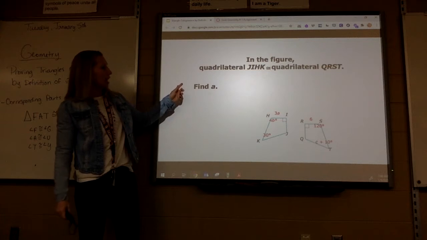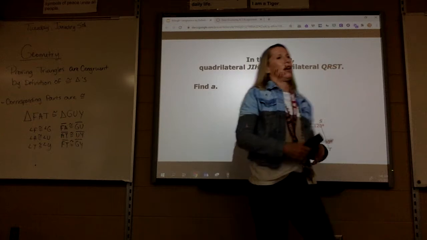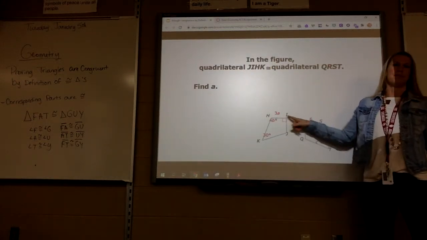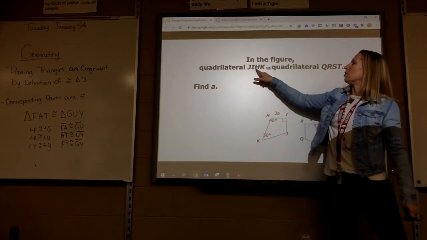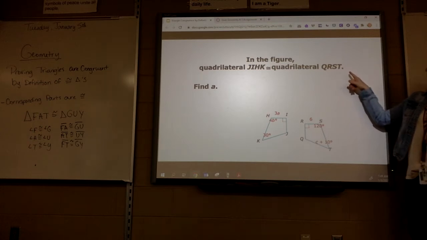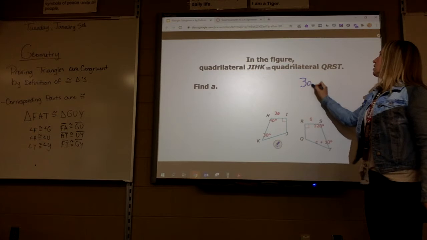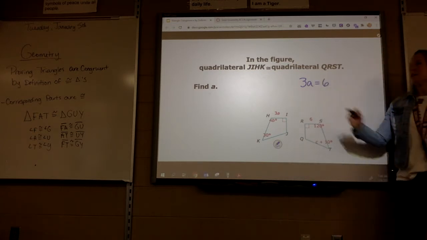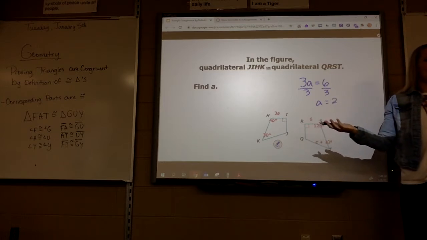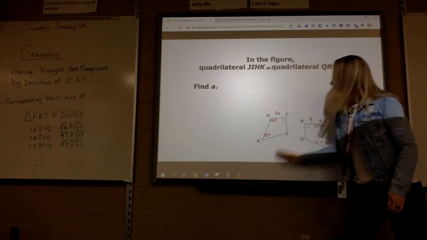So this says find A. Up here it says quadrilateral JIHK is congruent to QRST. So A, notice what is where side HI is. HI is those middle two letters. So what side would that be congruent to on the other? RS, which is 6. So I know that 3A equals 6. What would A equal? 2. A would equal 2. That's not bad, is it? And so the algebra is going to be like that today. It's not going to be hard.